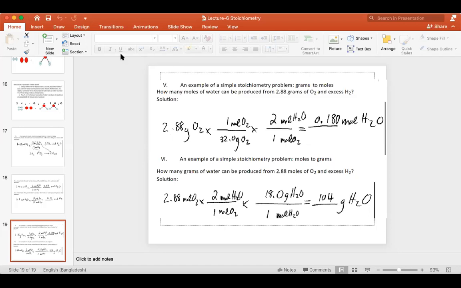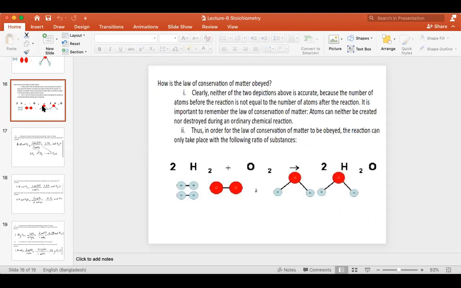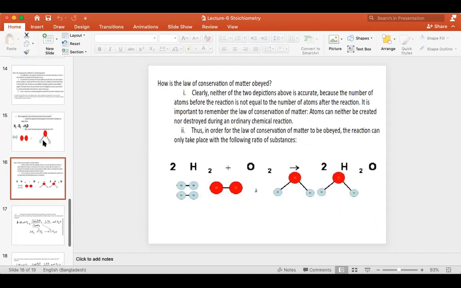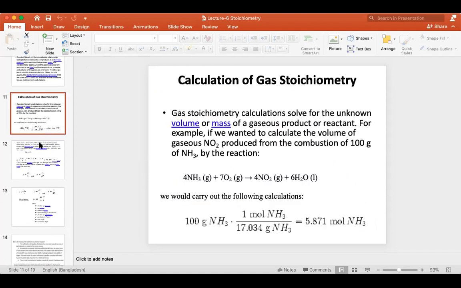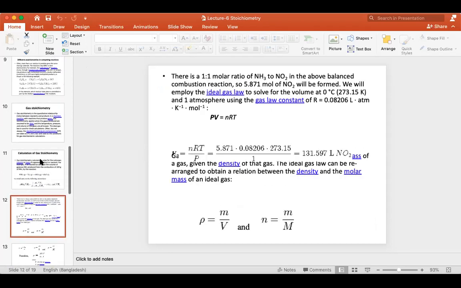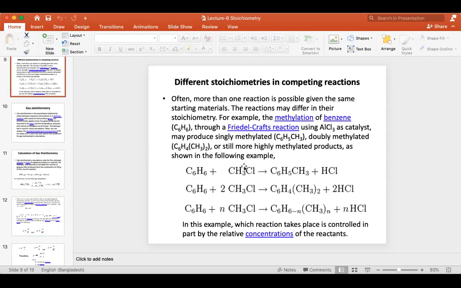Sir, different stoichiometries in competing reactions. Friedel-Crafts reaction, where Friedel-Crafts reactions are shown. In the Friedel-Crafts reaction, for example, let me show you. Here you see the molar ratio of benzene and methyl chloride, 1 mole and 1 mole, and the result is 1 mole of toluene.